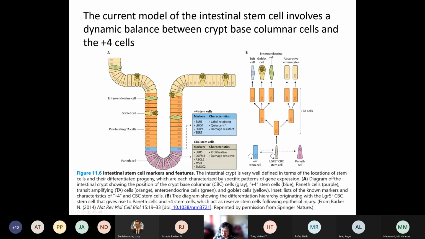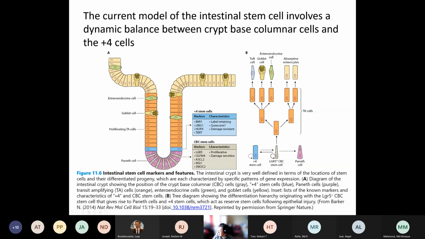And now, at the beginning, I told you there were two theories, two models. Here I want to give you a current model that integrates the two models. So basically, they say at the bottom, you have a kind of stem cell. At the +4 position, you have another kind of stem cell. They're distinctive from each other, although they're related to each other. So this crypt-based columnar cell, this CBC stem cell, I wouldn't touch these markers. They bear similar markers and unique markers.